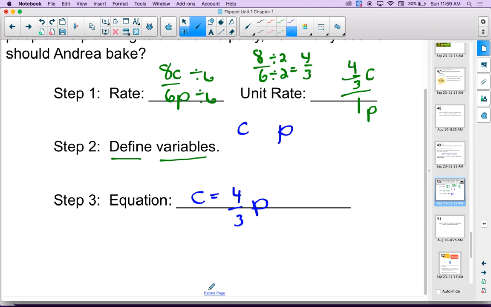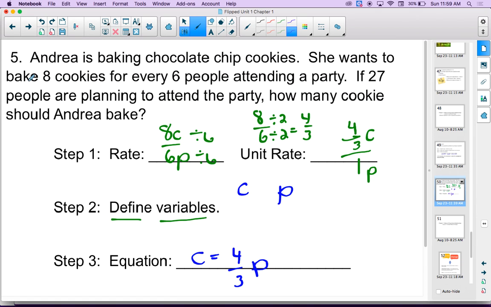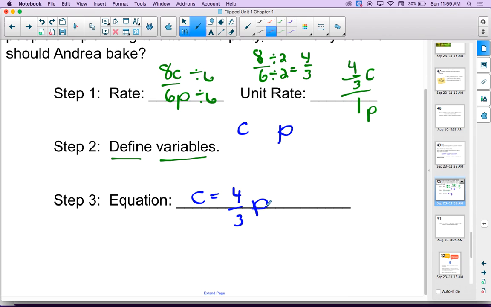Now we can use that equation and we can solve our problem with it. So we can use that equation and we can solve it to determine how many cookies we need. And all we do is we say, okay, well, what else are they giving us in the problem? They're telling us the number of people that are attending the party, 27. So all we have to do is take that 27 and substitute it in for P. So we get C equals 4/3 times 27. Remember to put your 27 over 1 so we can multiply our fractions.